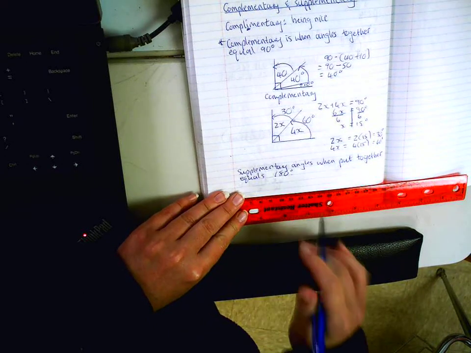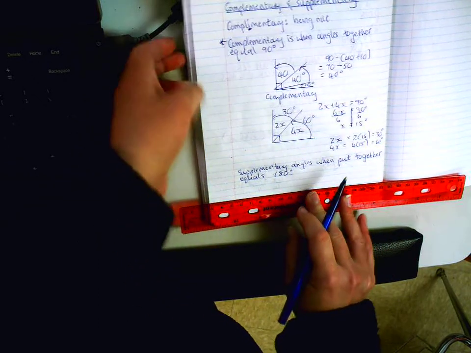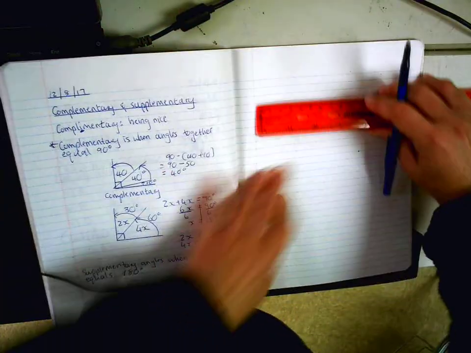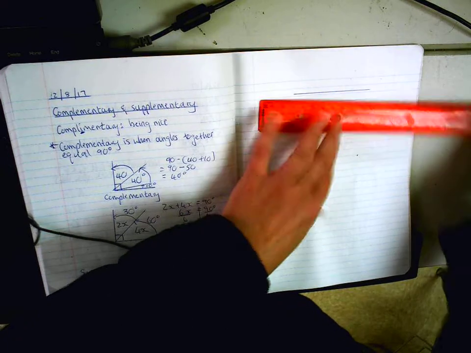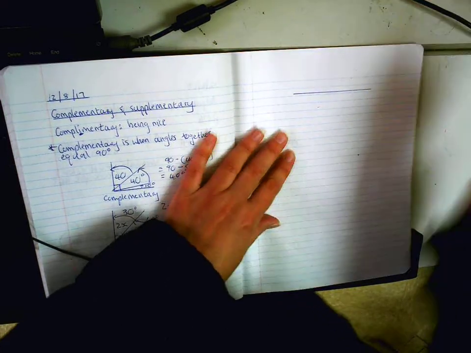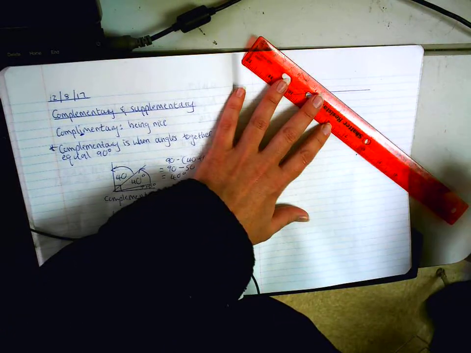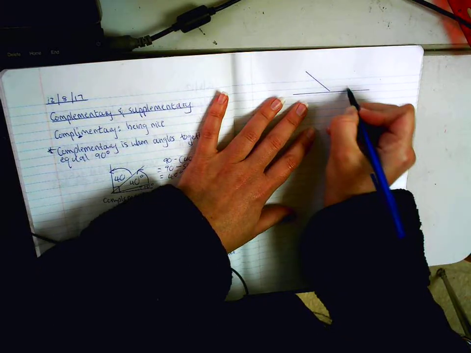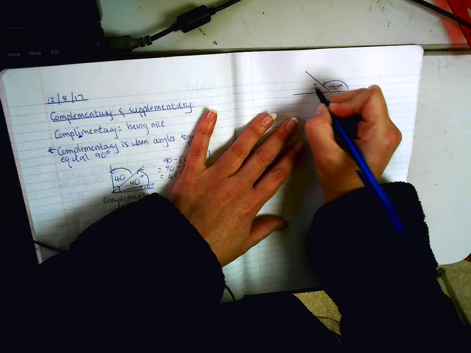Now I don't have much space left here at the bottom, so I'm going to go to the next page. Here we go. So supplementary equals 180. How can they ask me that? First of all, I'm going to make a straight line because we're talking about 180, right? So I can do this. I can say this angle is 120 degrees. How big is that angle?